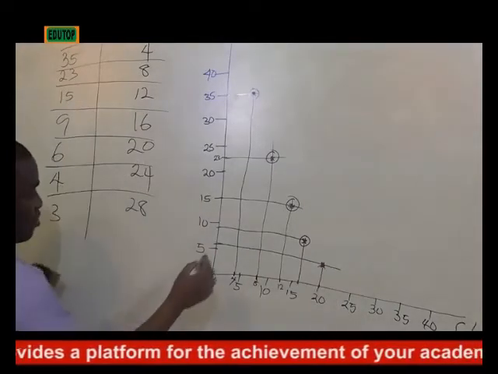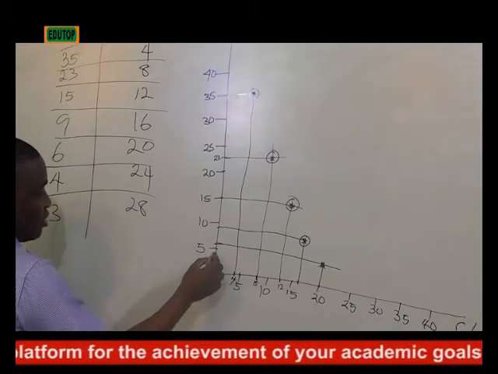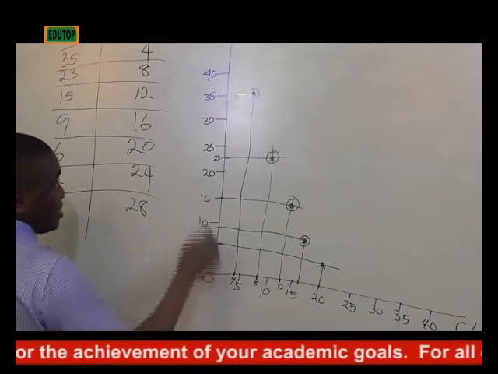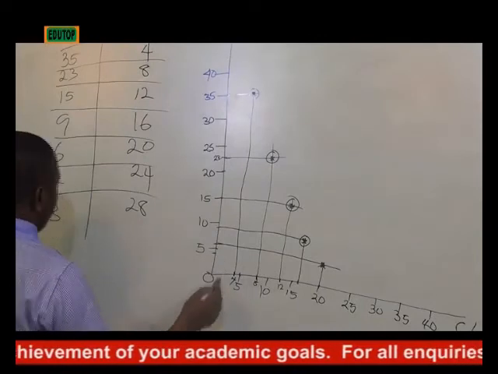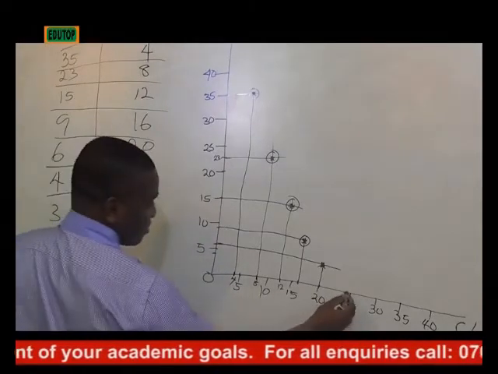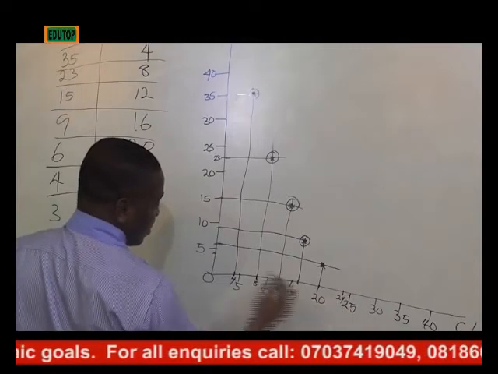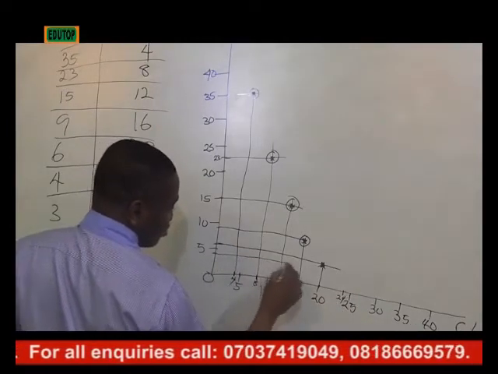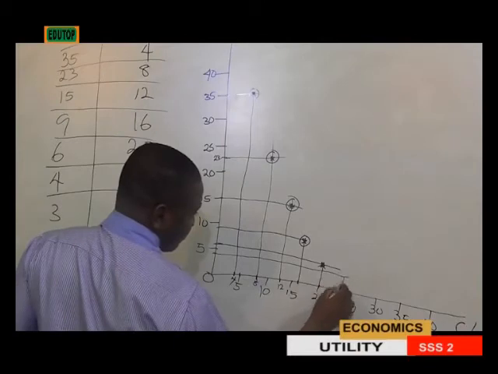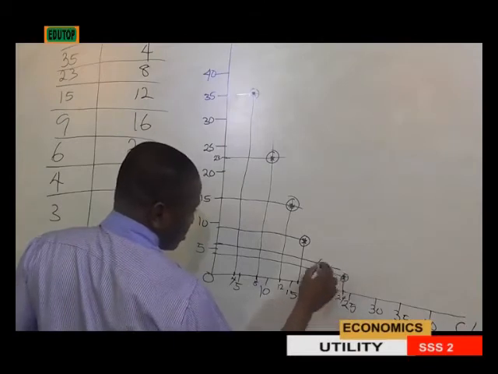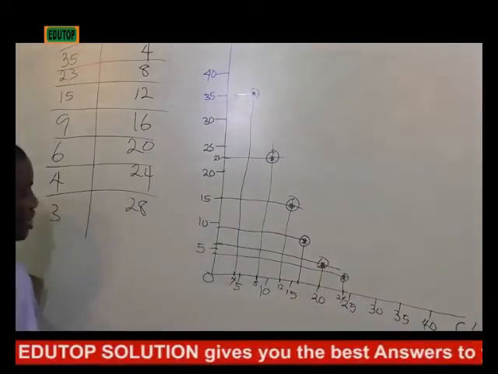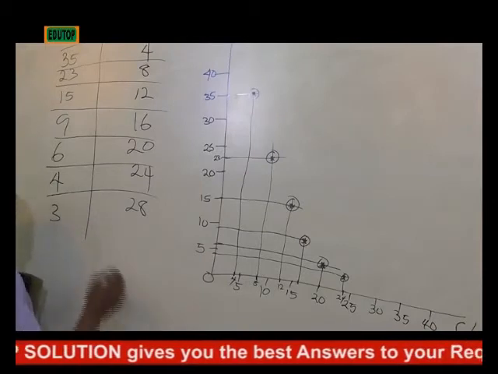Also, we have 4. 4 will be a little bit below 5 along this food axis. Then against 24. 24 will be somewhere here. We have 24 here. Then it will be like this. And you mark the point. Don't forget, so that you know where to join the graph together.